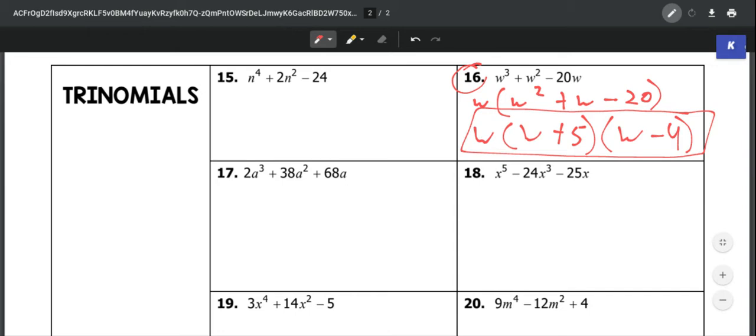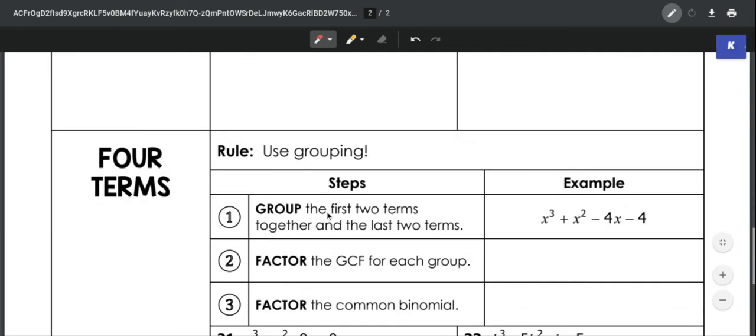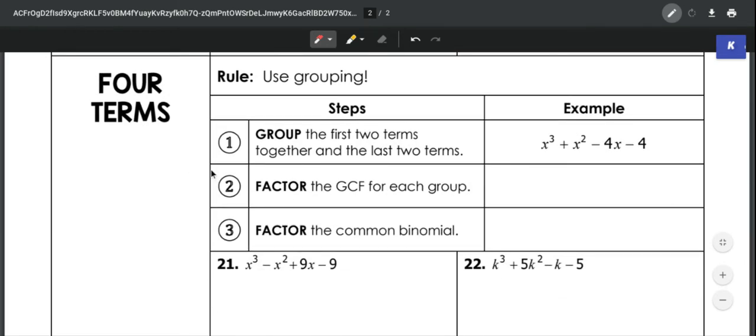But sometimes you're going to have 4 terms, and you need to know how to do that. The way that we're going to do that is called grouping. It's not very complicated, but it takes some attention and focus to follow these steps. So make sure you follow each of these steps. So in the first step, it says group the first 2 terms together and the last 2. So the way that I would do that is just draw a line down the middle of these and split them up into parentheses like this.